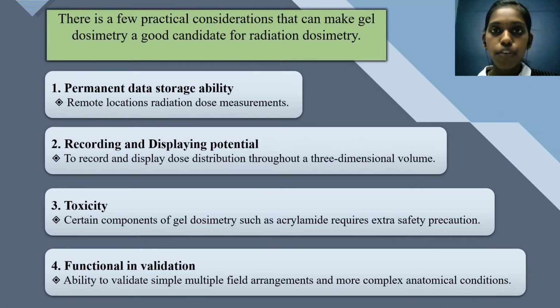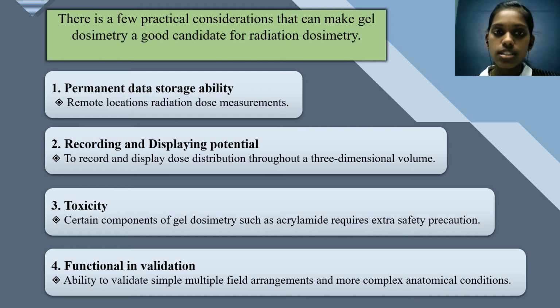There are a number of practical considerations that can make gel dosimetry a good candidate for radiation dosimetry. First is the permanent data storage ability. This ability of the gel dosimetry makes it a great choice for measuring radiation dose at remote locations. Secondly is the recording and displaying potential. The gel dosimeter's potential to record and display dose distribution throughout a three-dimensional volume makes gel dosimetry more beneficial than conventional dosimeters, even in basic dosimetry applications.